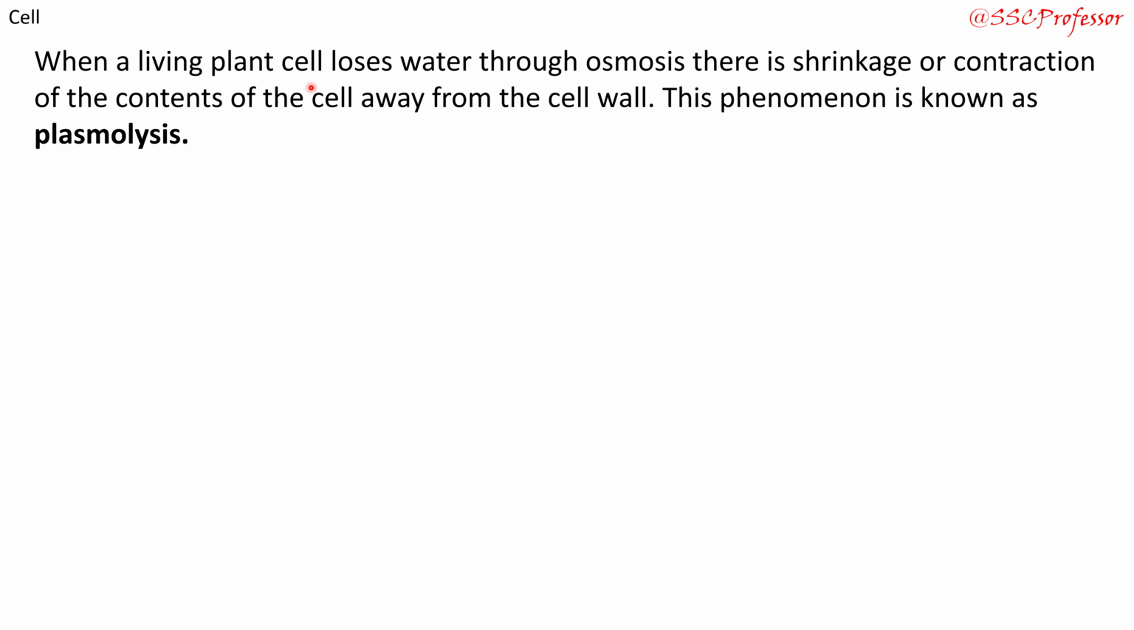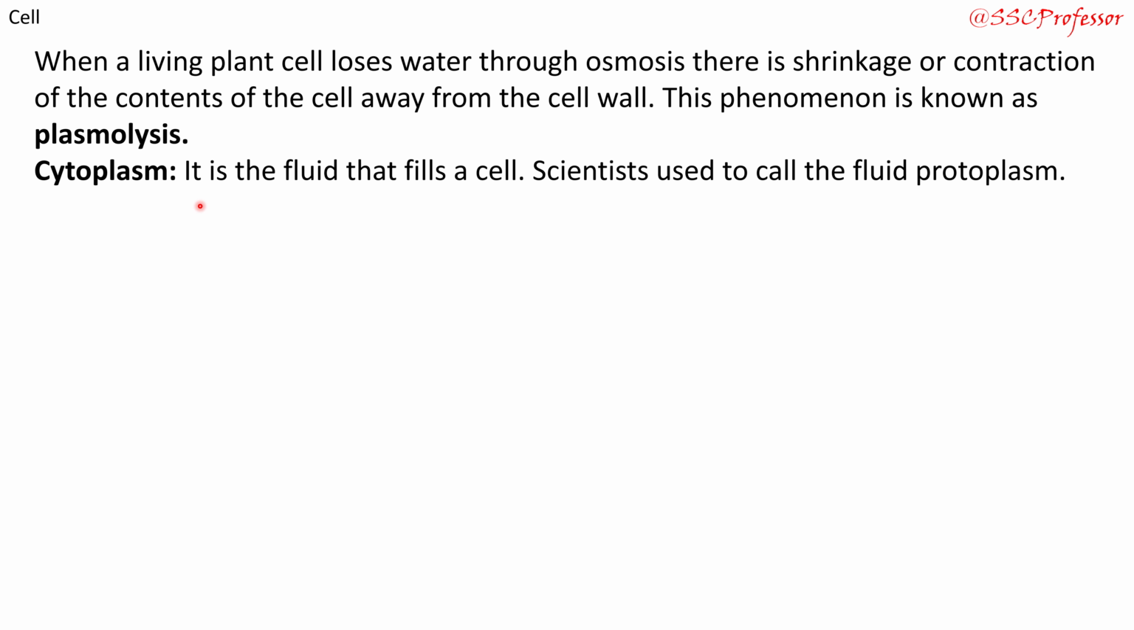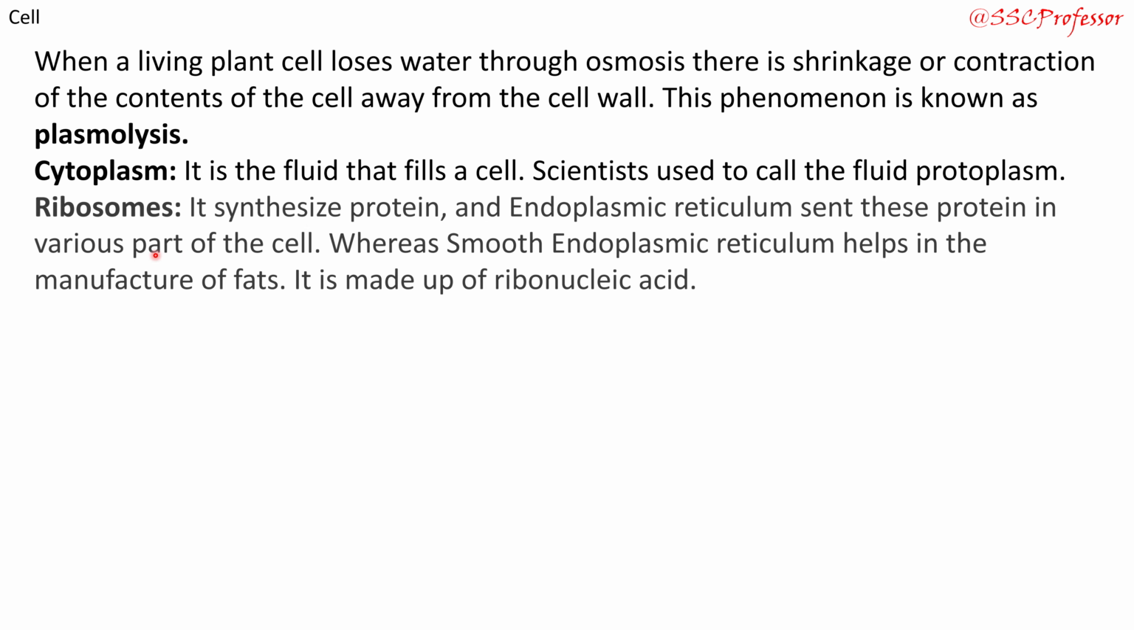When a living plant cell loses water through osmosis, there is shrinkage or contraction of the contents of the cell away from the cell wall. This phenomenon is known as plasmolysis. Cytoplasm, it is the fluid that fills a cell. Scientists used to call the fluid protoplasm.